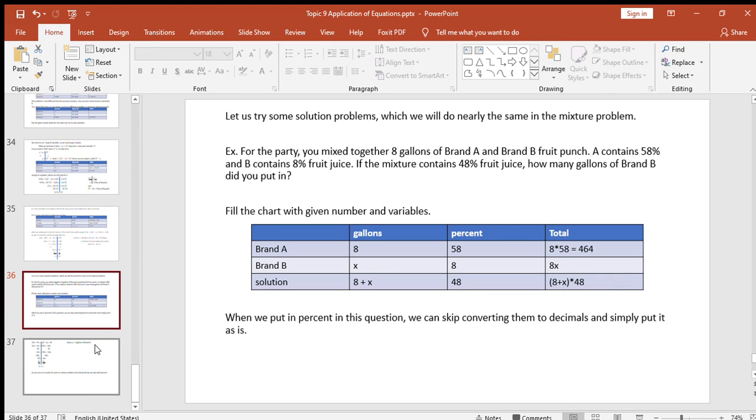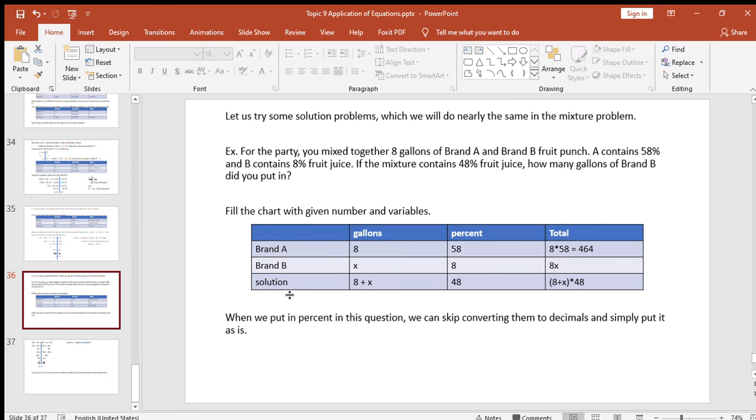Now let's do some solutions. So solutions are basically the same thing as mixture, but instead of rates, we're dealing with percent. And I think this is way easier than rates because we don't deal with decimals most of the time if you're careful enough. So let's try it. Let's say you have a party and you're mixing 8 gallons of brand A and brand B. A contains 58%, B contains 8% fruit juice, but the mixture is 48%. So how many gallons of brand B did you put in?